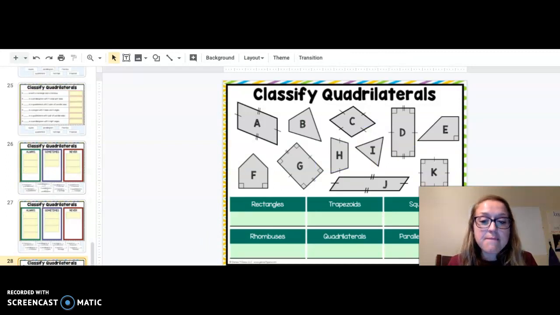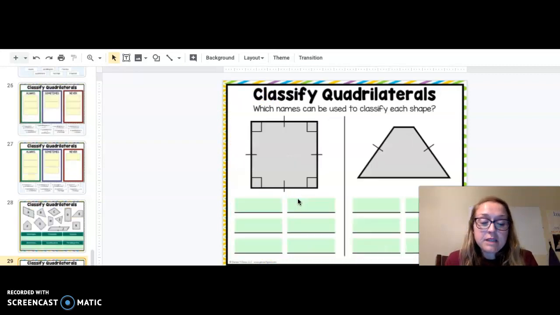We're going to name each polygon. Each polygon may have more than one name. Click on the light green box and type in the letters of all the polygons with that name. So I'm looking at which one. A could be which ones. And then I'm going to put everyone in there that could be it. Which names can be used to classify each shape? Click on each green box to type in all the possible names for that shape. Some of the green boxes may be left empty.